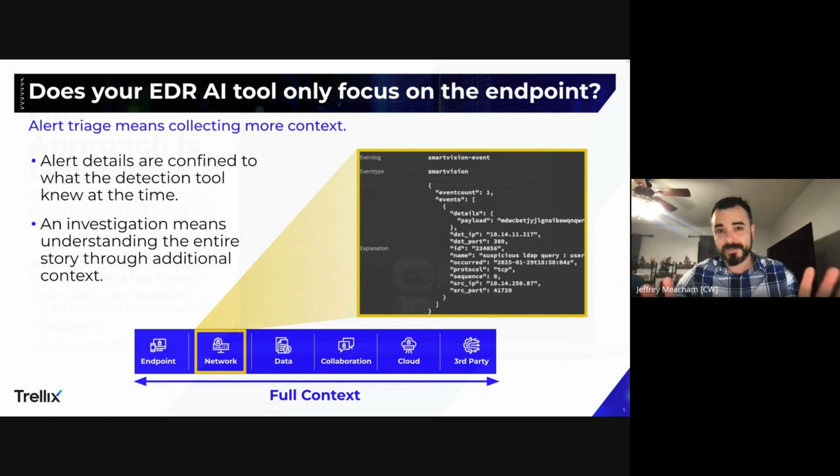So what I'm demoing right here shows that Trellix connects all of those signals to give you that full context, the full picture. It's not partial guesses. So that way, when an alert fires, you don't just know that something happened. You actually know the what, the where, the how, and the why.